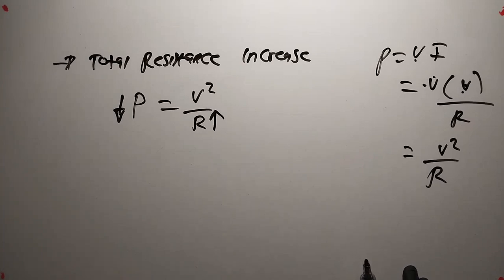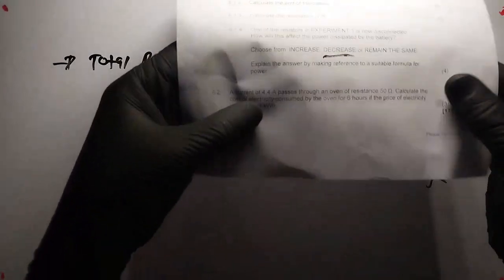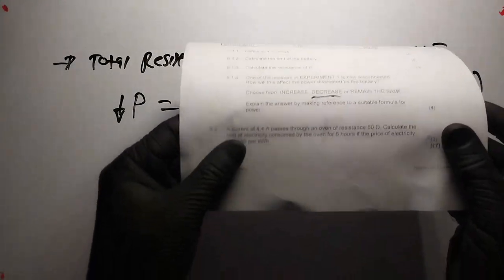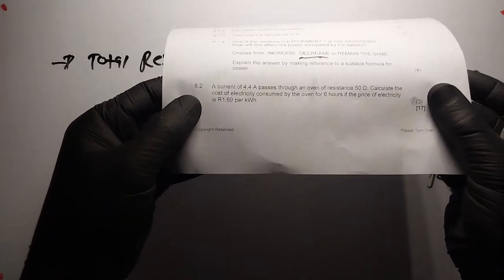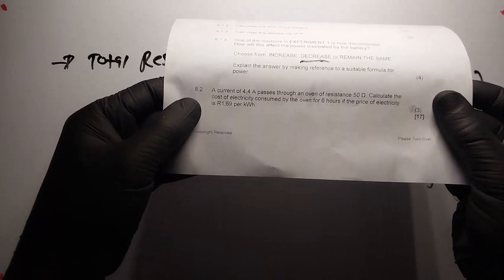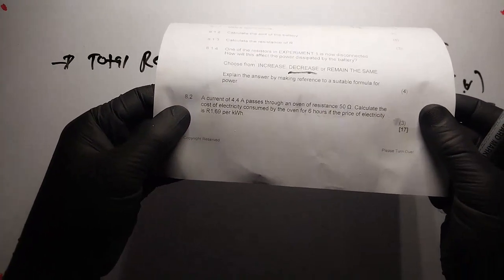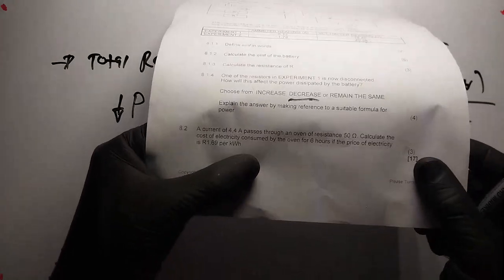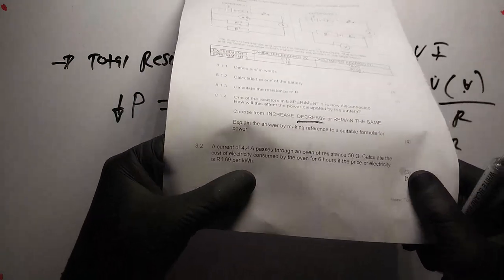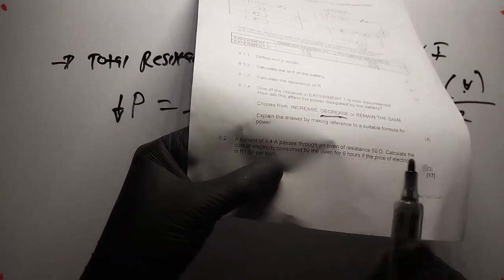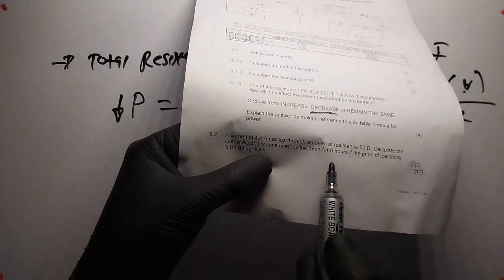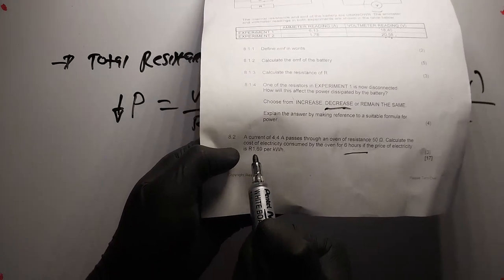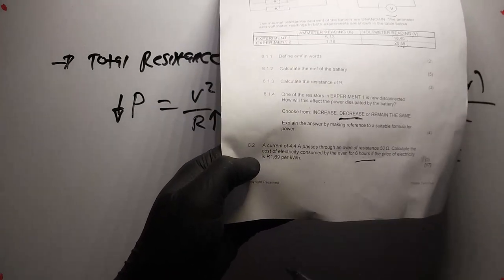Okay, let's go to the last question. It says a current of 4.4 amps passes through an oven, for those who like to do noodles, of resistance 50 ohms, and calculate the cost of running the oven for 6 hours if the price of electricity is R1.69 per unit, which means per kilowatt hour.